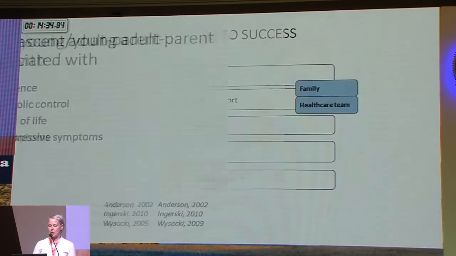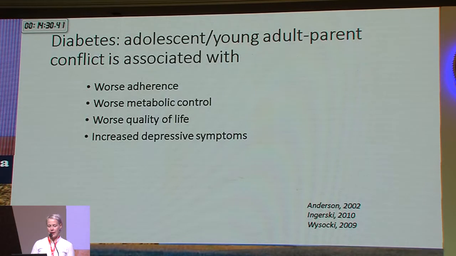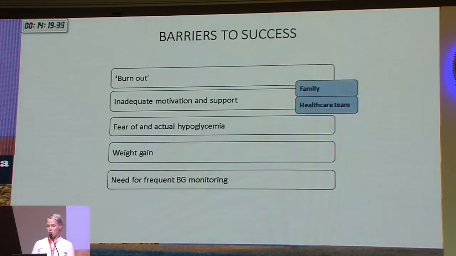Because if we just look to research on it, adolescent young adult patient conflict is associated with worse adherence, worse metabolic control, worse quality of life, and increase of depression symptoms here. So what should we do? We just need to remember about barriers to success, about burnout, about inadequate motivation and support, fear of an actual hypoglycemia, weight gain, and we need to remind our patients about blood glucose monitoring, which you need to apply very frequently.